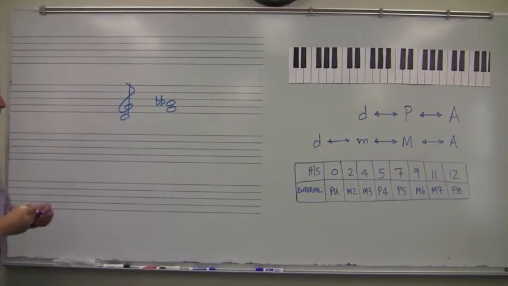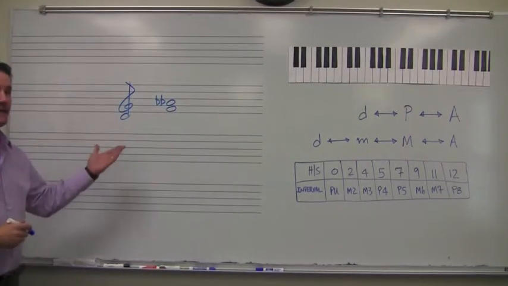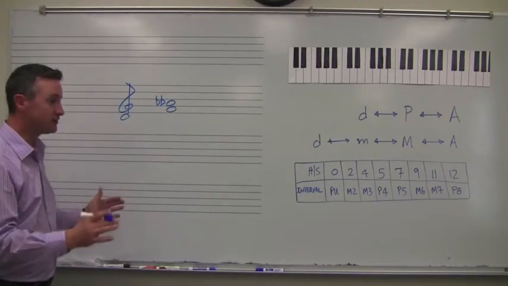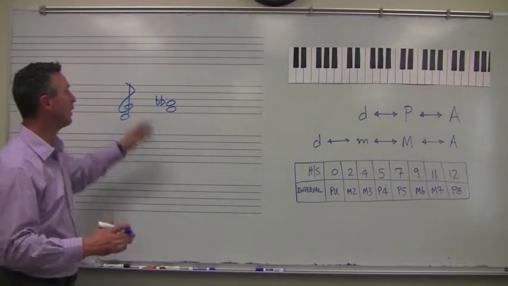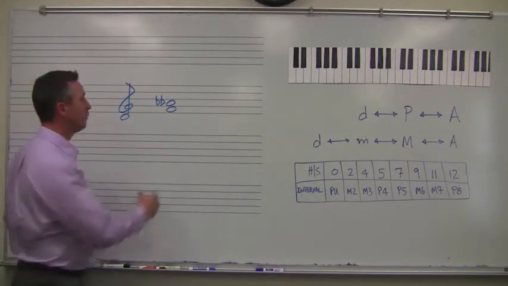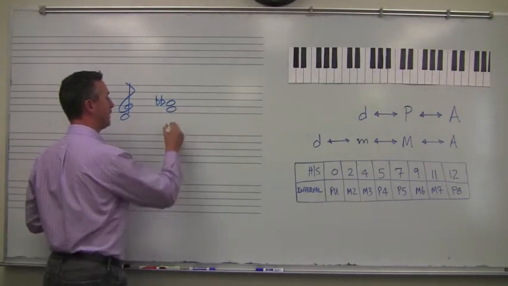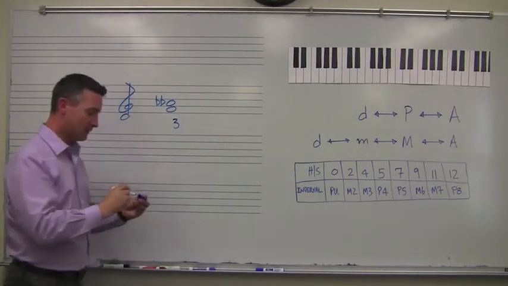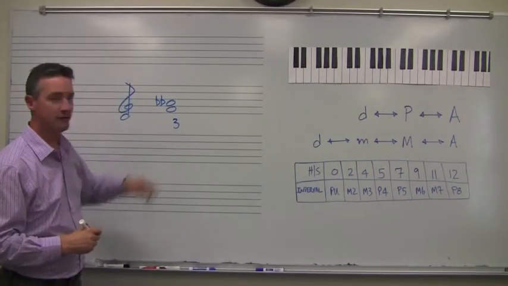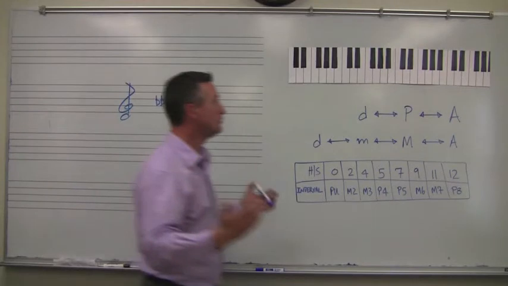Let's say we have an F to an A double flat. Seems pretty tricky initially, but the first thing we do, as always, is look up the total number of lines and spaces involved. 1, 2, 3. Some kind of third. Doesn't matter what else we end up figuring out on the piano keyboard or wherever, this is some kind of third.